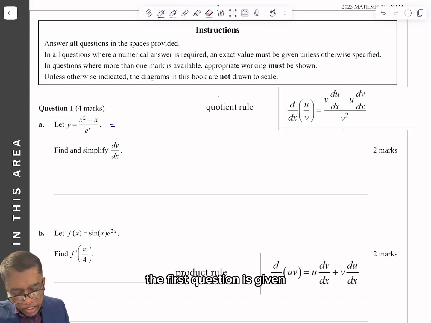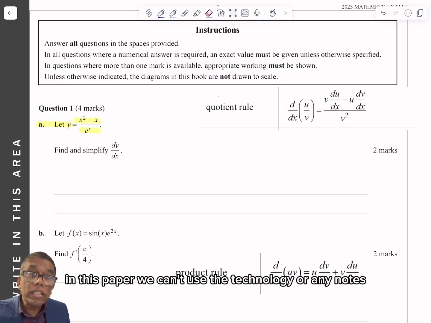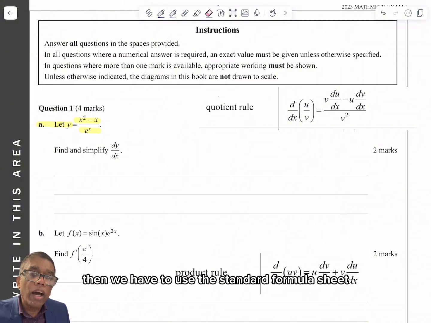The first question is given. Let y is equal to x squared minus x over e^x. Find and simplify dy/dx. In this paper, we can't use technology or any notes. Then we have to use the standard formula sheet.